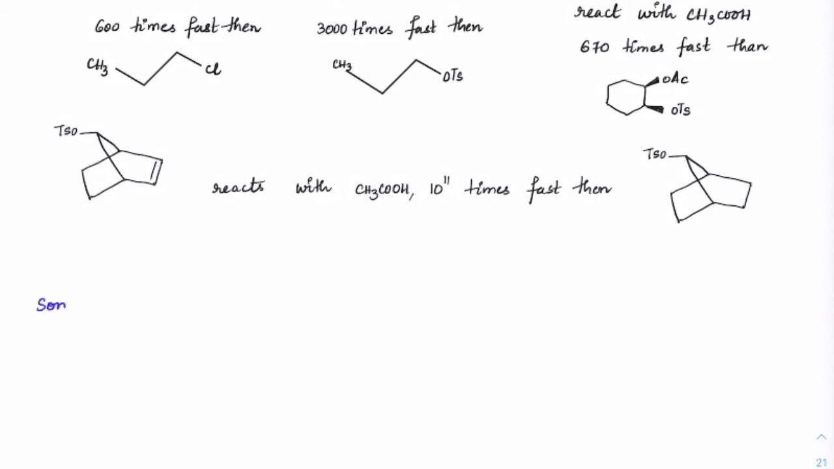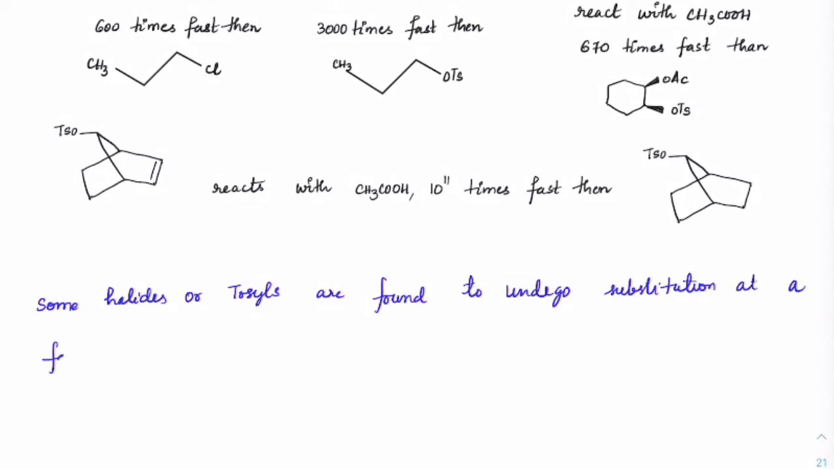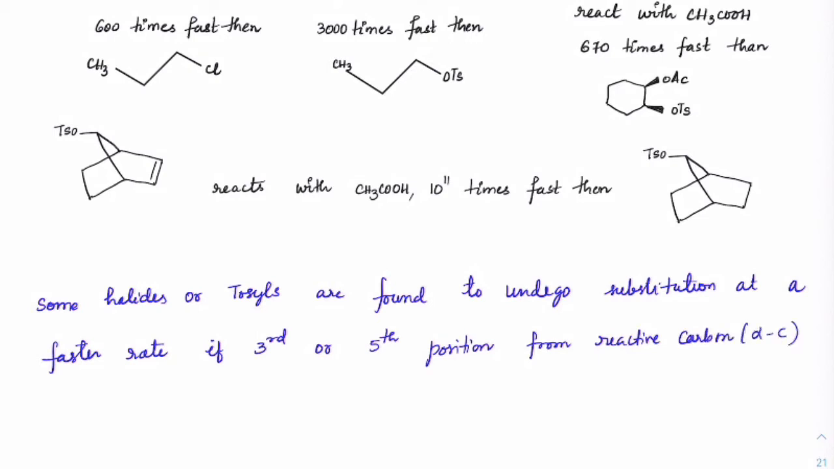So what I can say, we have seen that some halides or tosylates are found to undergo substitution at a faster rate, if the third or fifth position from the reactive carbon is occupied. Reactive carbon means alpha carbon.